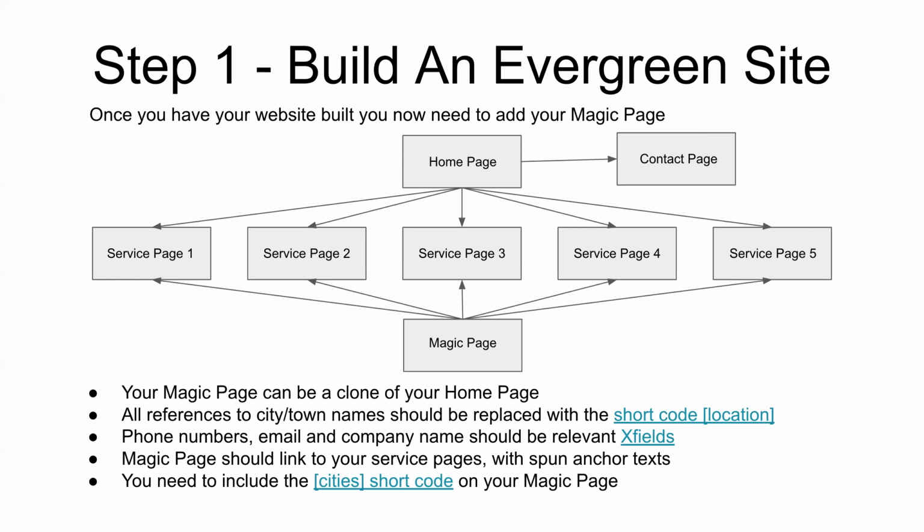Just as on your home page, all your references to your city and town names need to be short codes. They are using the short code location. All your phone numbers, emails, and company names want to be using the relevant X fields. And again, as with your home page, you want to have the city short code on your Magic page so that basically Google, when it visits one Magic page, goes away and visits all of the other ones as well, because it's just links, and your whole site is then going to get traversed by Google. That's your Magic page build.